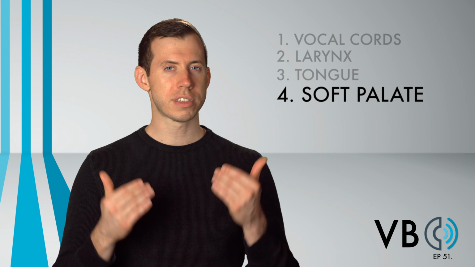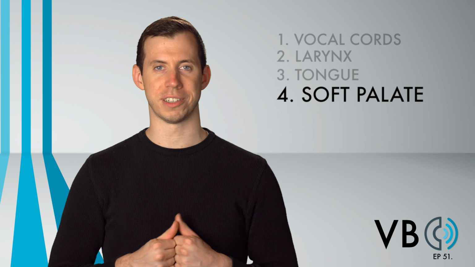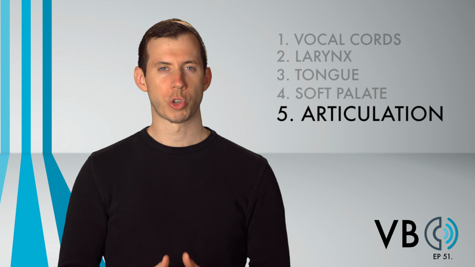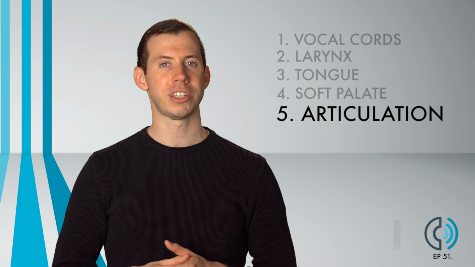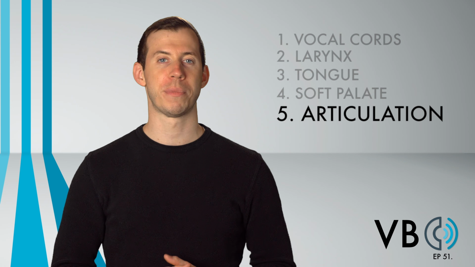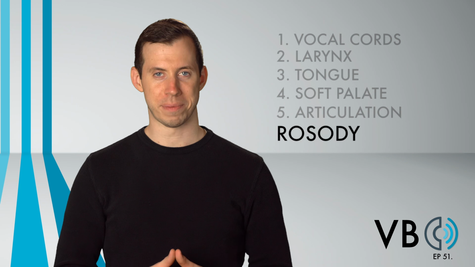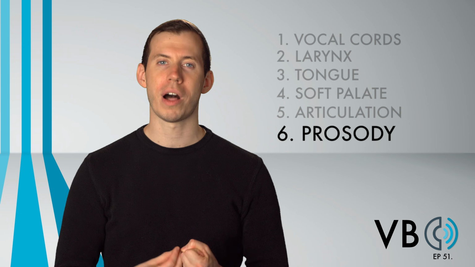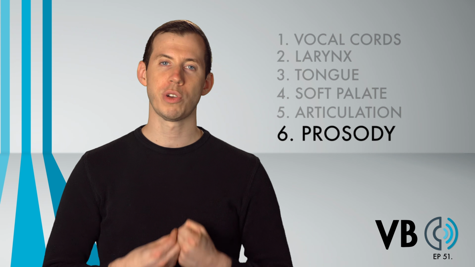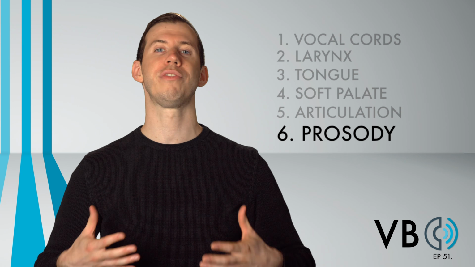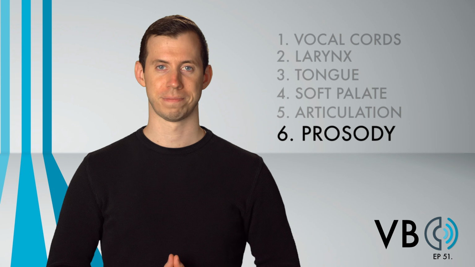Component number 4, the soft palate. Lower the soft palate to allow for some nasal resonance. Component number 5, articulation. Retracting the tongue will affect his articulation, and we want to remember to drop those sounds. Component number 6, prosody. We want to have a belabored quality to the voice, taking breaths frequently while only saying a few words at a time, and we want to have a confident, boastful inflection.